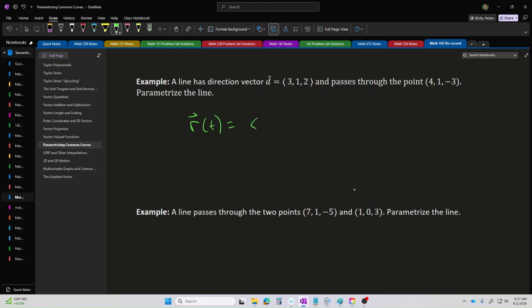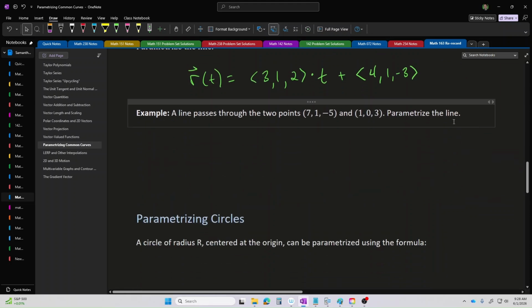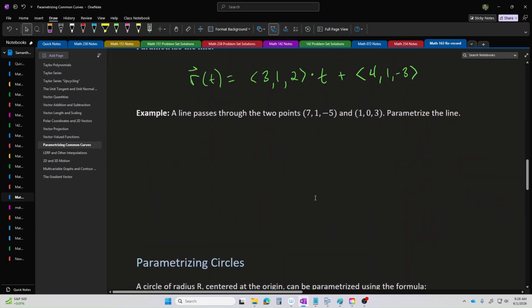We're directly given the direction vector d, 3, 1, 2. I'll scale that by the t value, and then I'll add in the vector pointing to this known location on the line, 4, 1, minus 3. So this would be my final answer. You could simplify this if you wanted to, but it's not necessary.